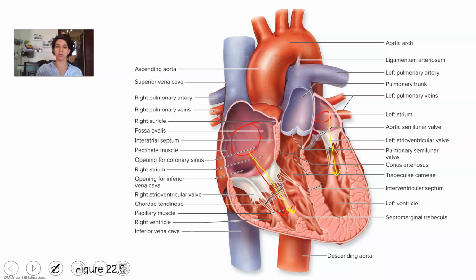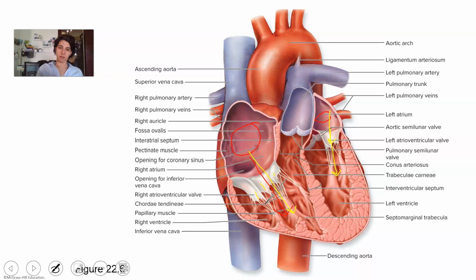We have 2 atrioventricular valves. The one on the right side is called the right atrioventricular valve. It's also called the tricuspid valve because it has 3 cusps. And then we have the left atrioventricular valve, also called the bicuspid valve.